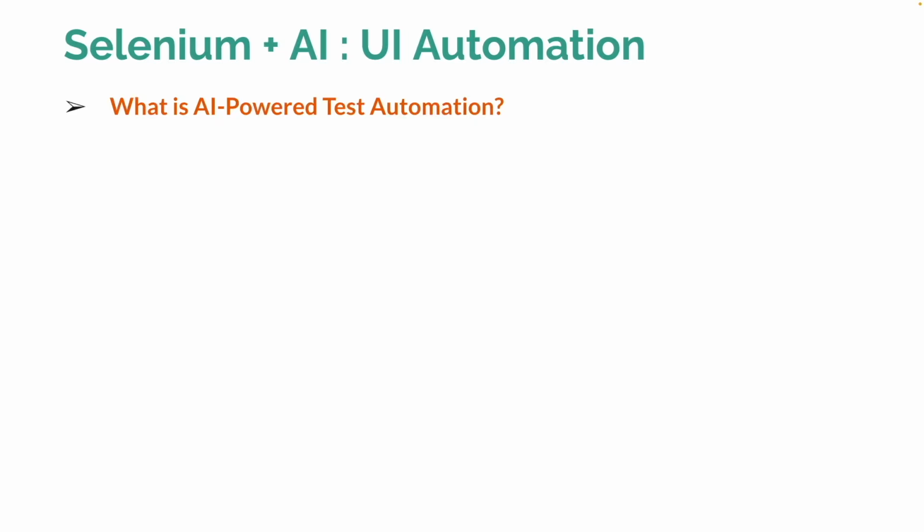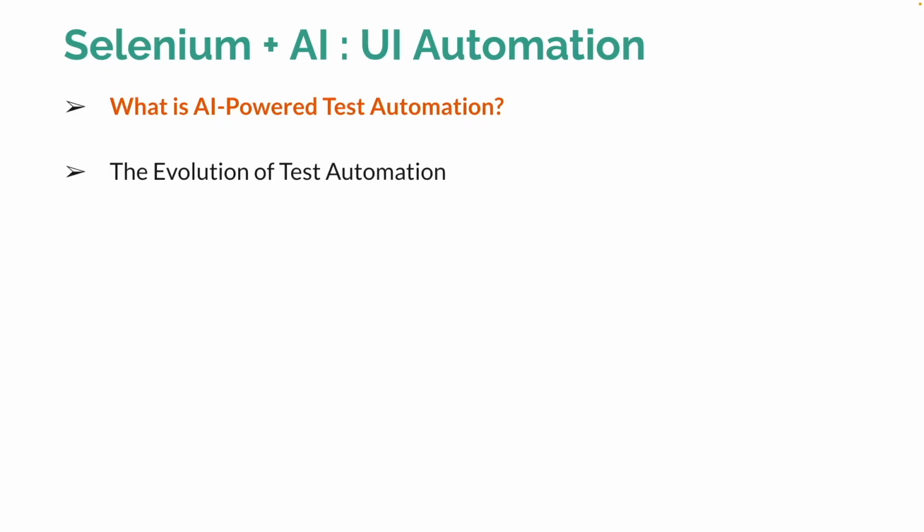So, what is AI-powered test automation? AI-powered test automation leverages artificial intelligence techniques in testing. Those techniques include NLP, natural language processing, computer vision, and machine learning. This makes software testing smarter, self-healing, and increasingly autonomous. This is the concept, and this is what I call AI-powered test automation.